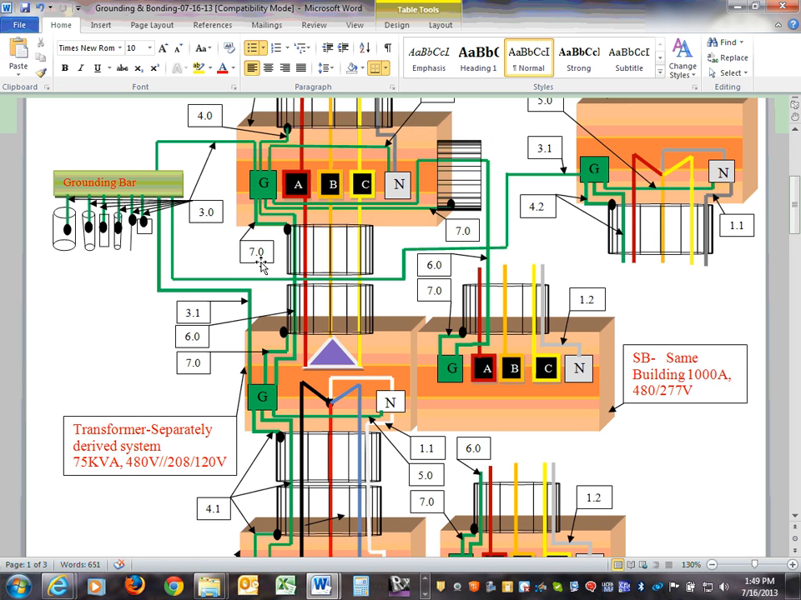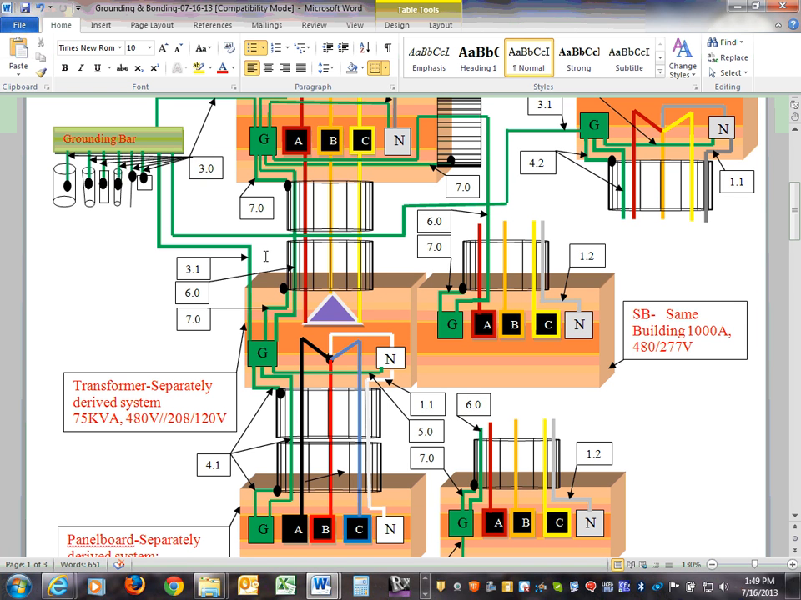The reason why you use a separately derived system in the US, why, right? Because we run our receptacles at 120. By the way, in a lot of parts of the world, like I said last time, 80% of the world uses 220, 380, or 230, or 240, and they go 400 or 415.